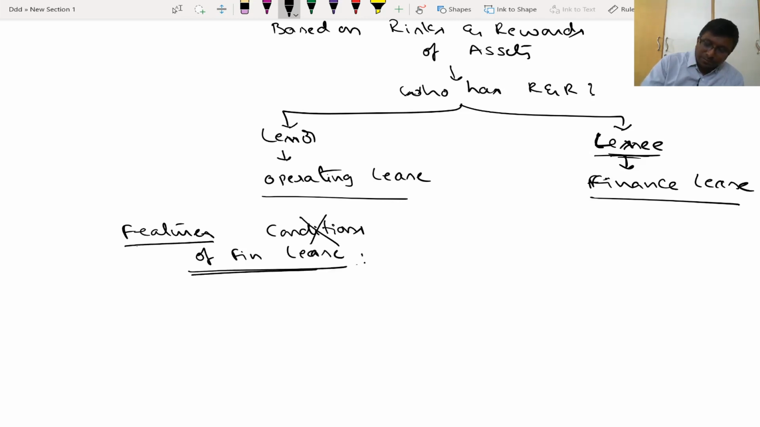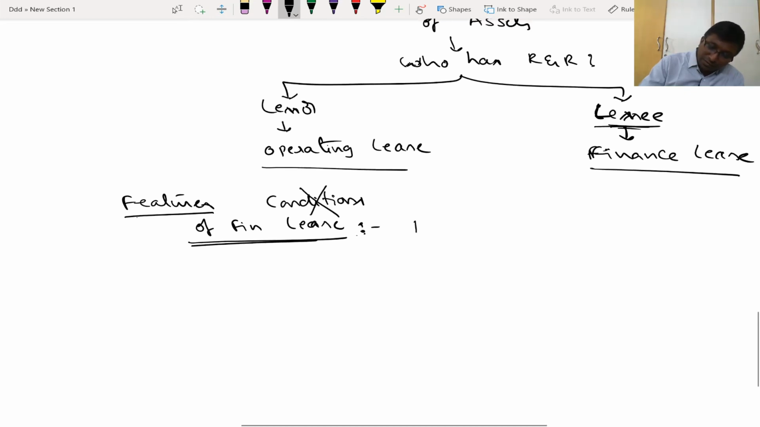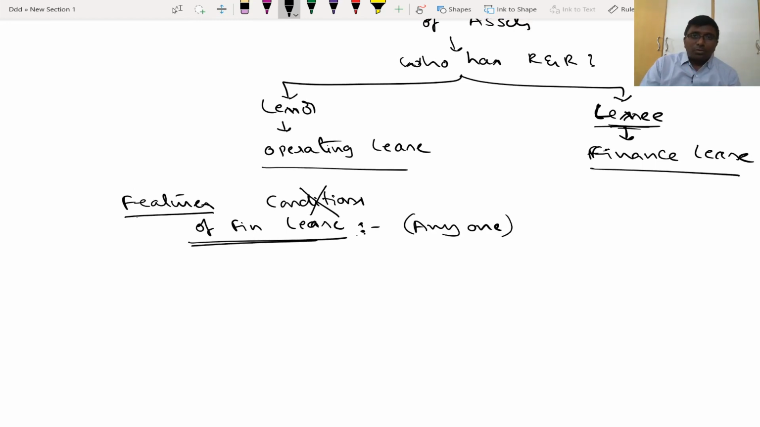And the answer: if it has any one feature, any one is sufficient. If you have any one feature, then we'll decide that the lease is a finance lease. If none of the features are there, then we'll decide it as an operating lease. What is an operating lease? Which is not a finance lease, that's all. What is a finance lease? Which has at least one characteristic or one feature out of the 5.